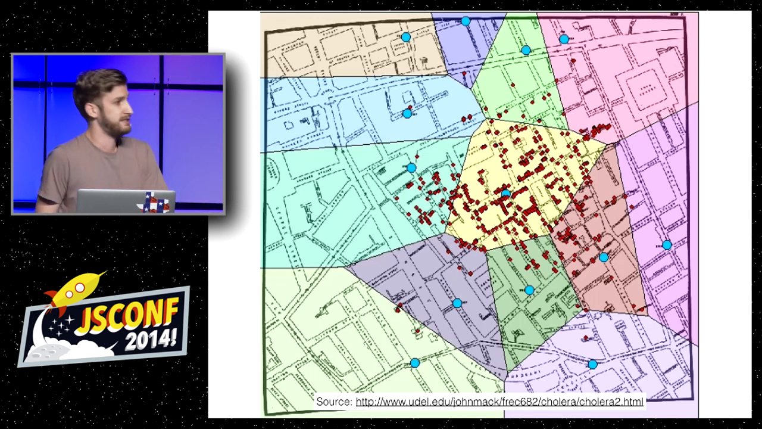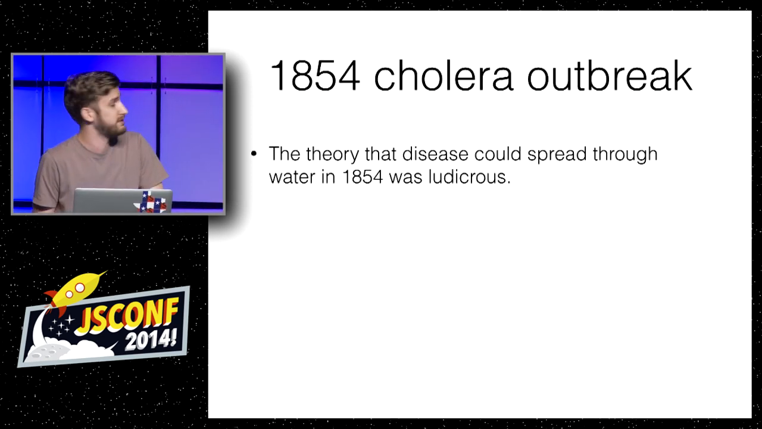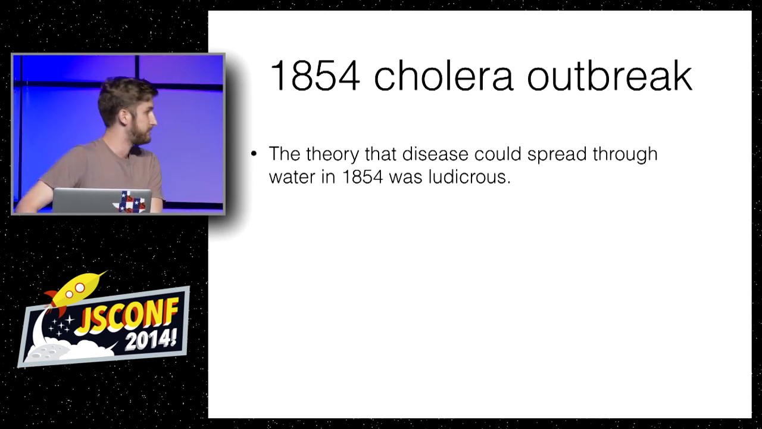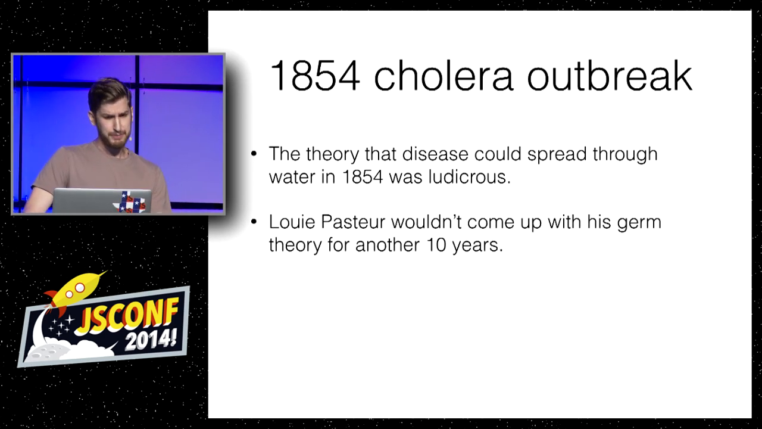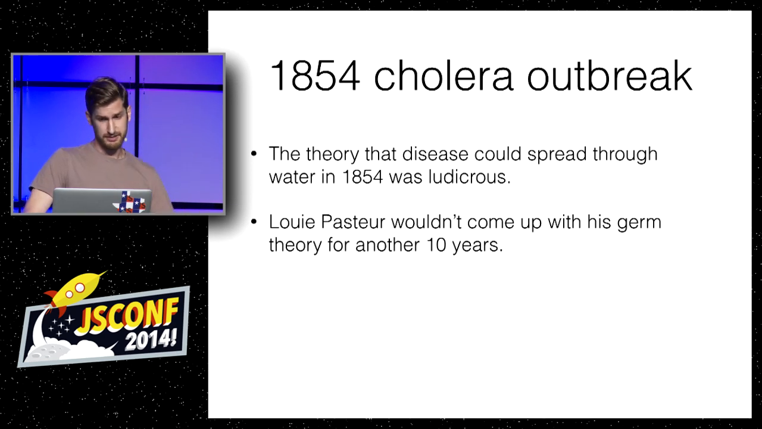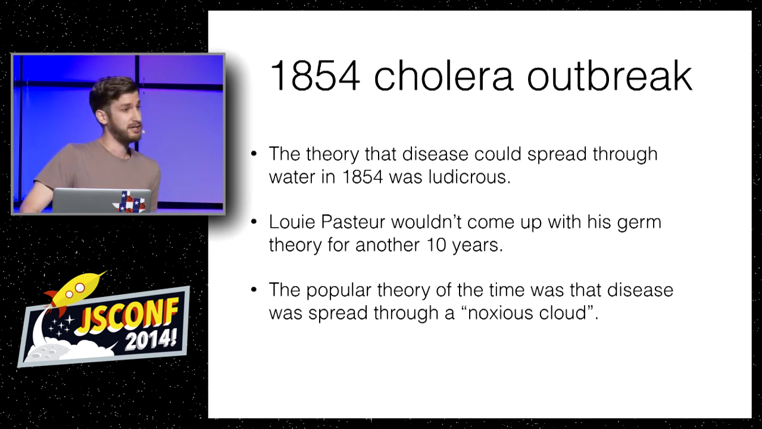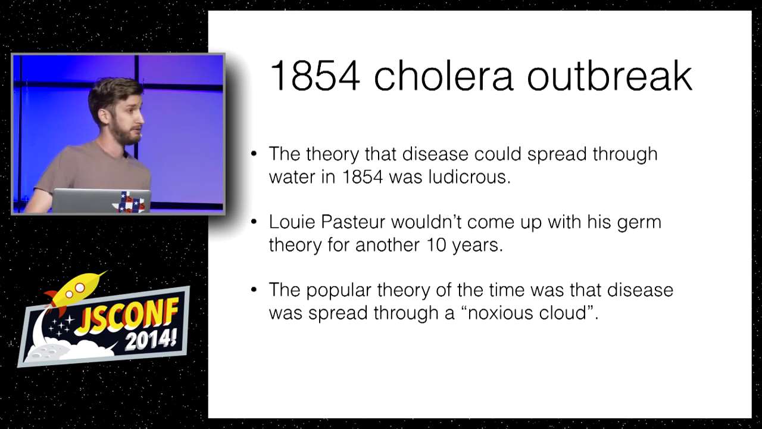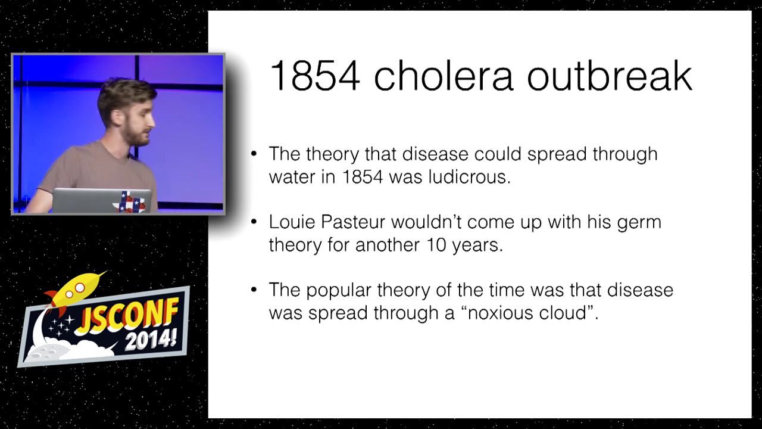So, crisis solved, except for the fact this is 1854. So the idea that disease was spread through water was still not accepted. It was very controversial. Louis Pasteur doesn't come up with a germ theory for another 10 years. And the popular theory at the time was called the miasma theory. It was that disease was spread through a noxious cloud that would just sort of fumigate around houses and people would get sick.